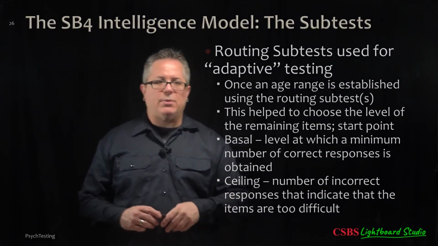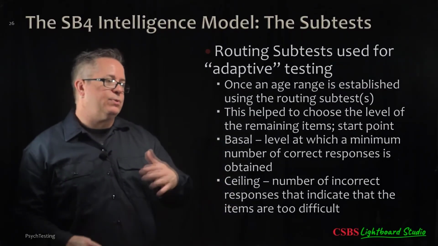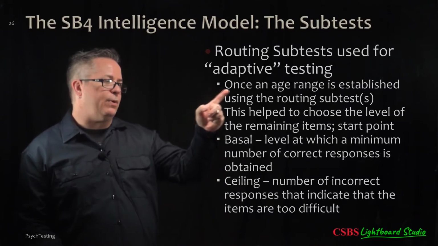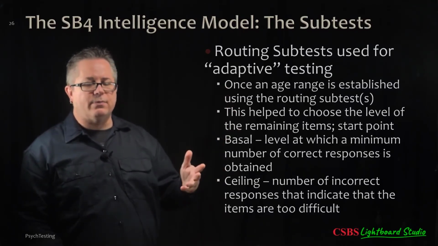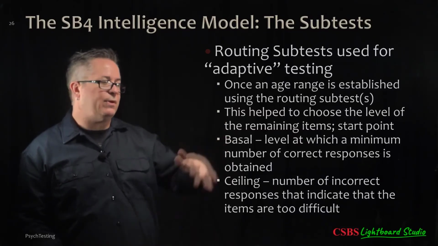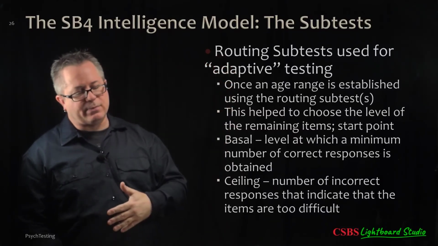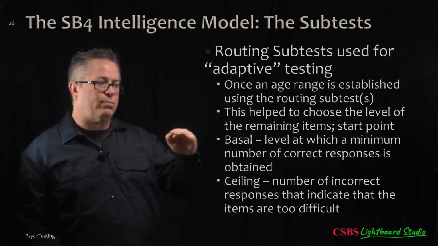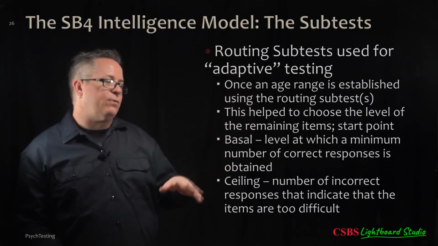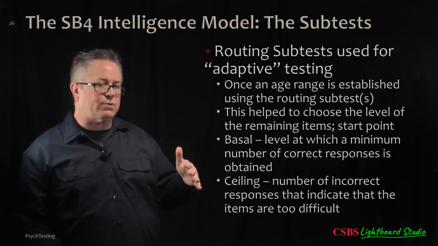Once these routing subtests were used to place you, and your age range was established using the test, you can put someone on a better track, rather than giving long tests that covered all the different possibilities of age ranges. You can start them off at a better place. This helped to choose a level for the remaining items; it gives you a start point.